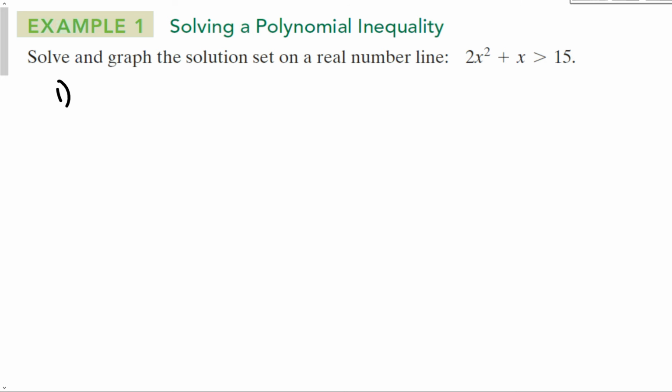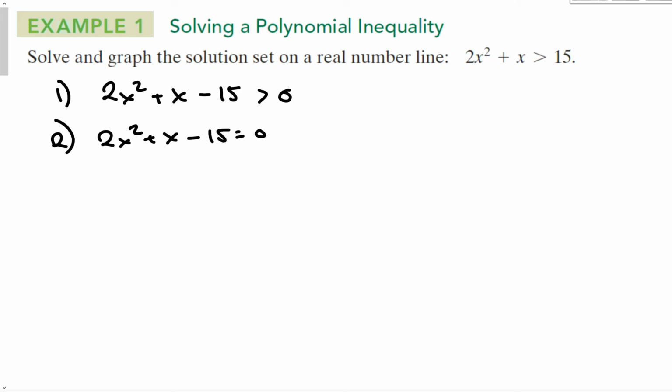We are going to express the inequality with 0 on the right-hand side. So basically all I do is subtract 15 from both sides, and I get 2x squared plus x minus 15 is greater than 0. Nice and easy. Okay? Step 2. Solve the equation f of x is equal to 0. So we're going to solve this.